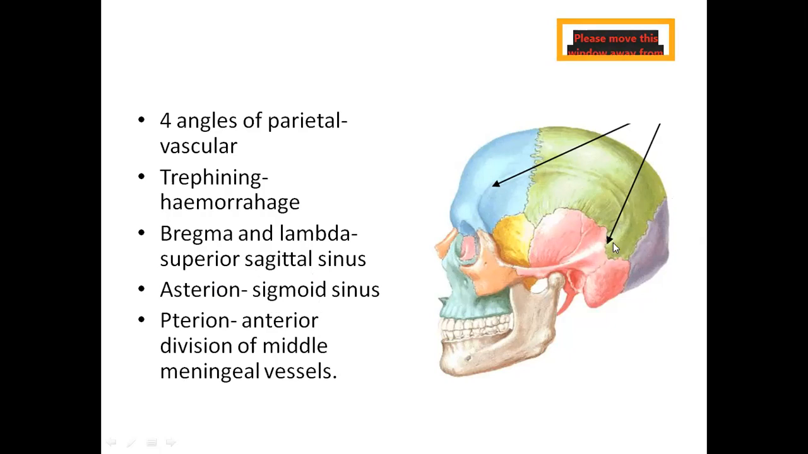Asterion is related to a vein of the brain, that is the sigmoid sinus, and bregma and lambda are related to another vein of the brain, that is the superior sagittal sinus. Pterion is related to the anterior division of the middle meningeal vessels. That means all four angles of the parietal bone are highly vascular, very rich in blood supply. Hence, if we try burr hole surgery, trephining and all, choosing the parietal region carries a greater risk of causing bleeding, that is hemorrhage.